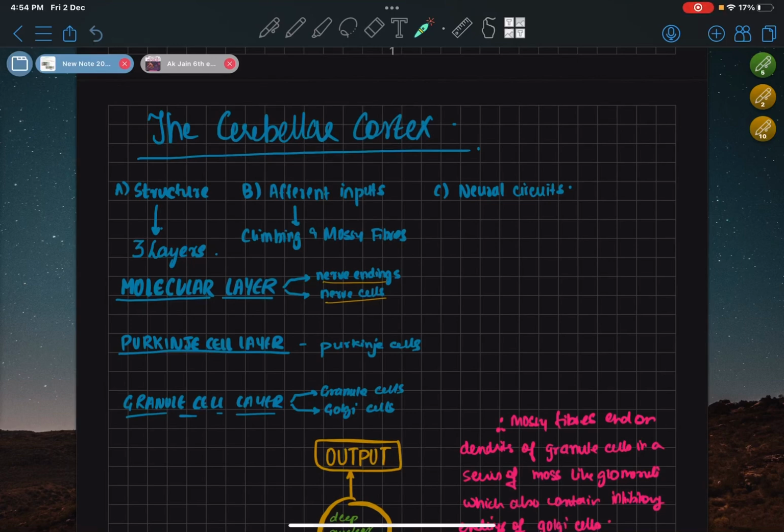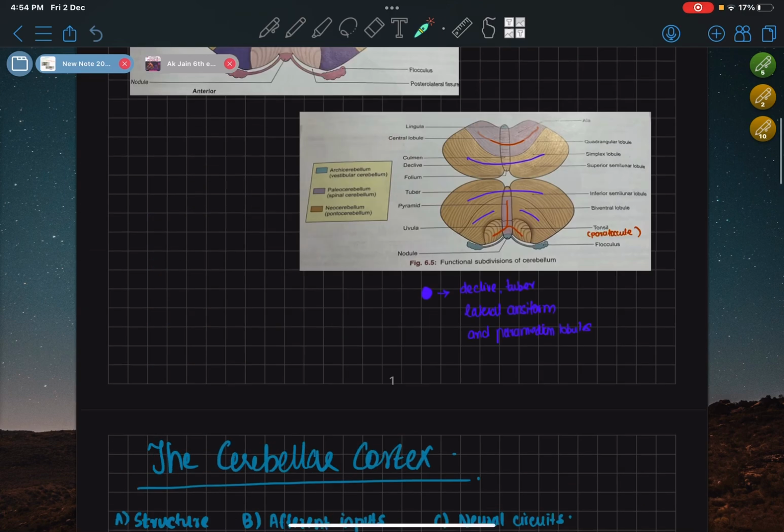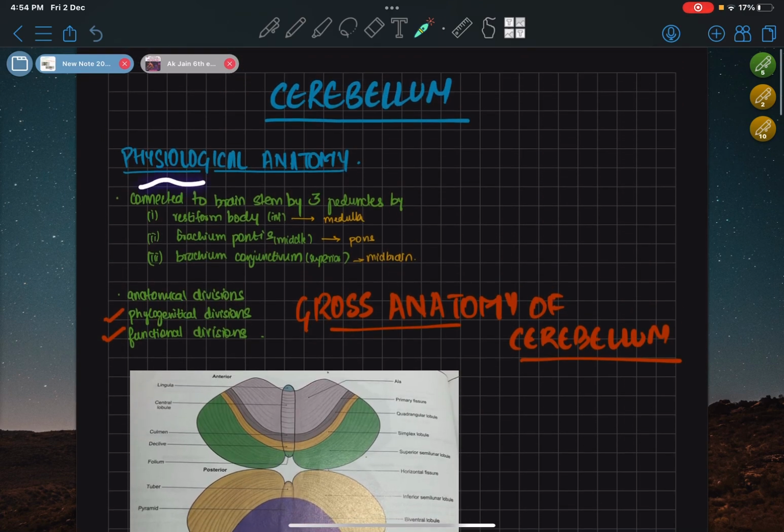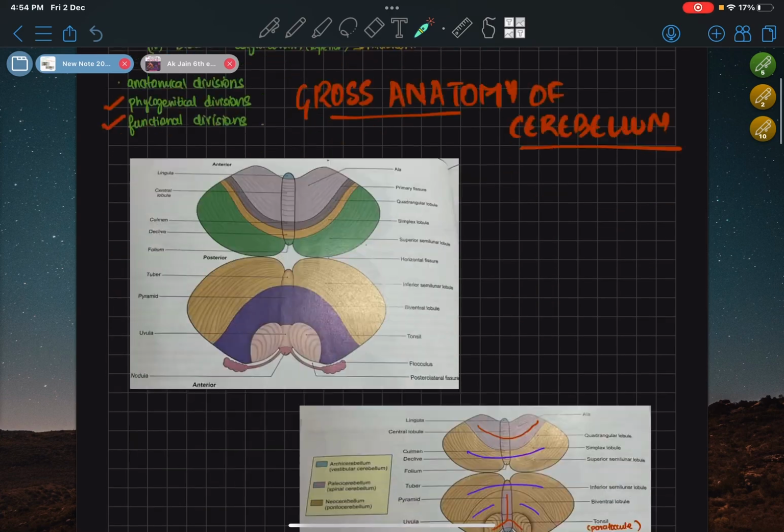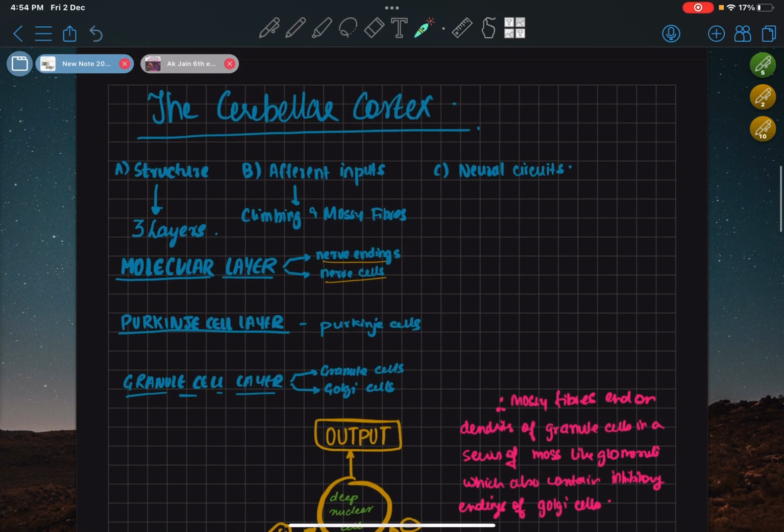This lecture is about the cerebellar cortex, and we're going to do it based on three separate headings: structure, afferent inputs, and neural circuits. I've already made a video about the physiological anatomy, or basically just the gist of the anatomy of the cerebellum, in a separate video, and now we go into the cerebellar cortex.